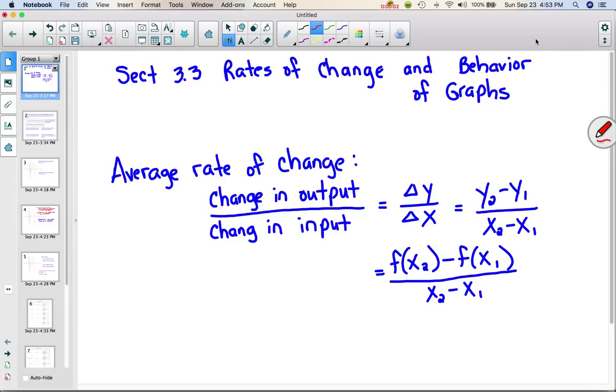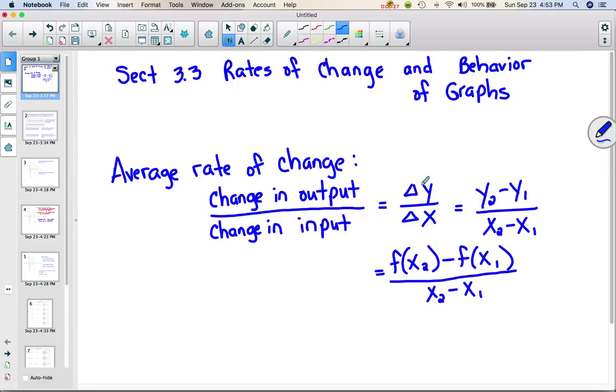Section 3.3 actually has two different topics that we're going to be discussing. One of them is rates of change. The other is behavior of graphs. So first of all, for the idea of rate of change, average rate of change you should be familiar with, and I'm expressing it in several different ways. The first I mentioned is the change in output over the change in input.